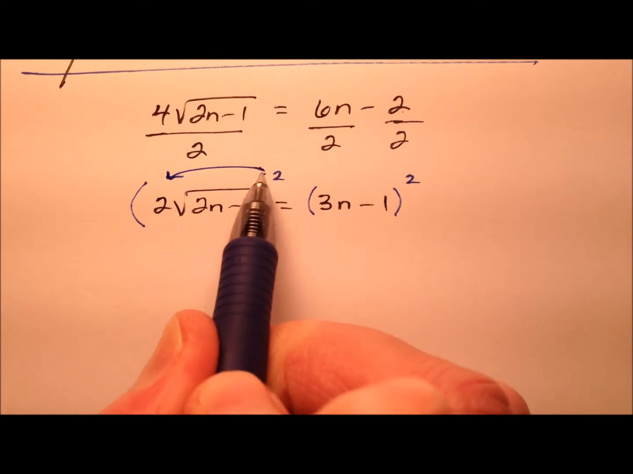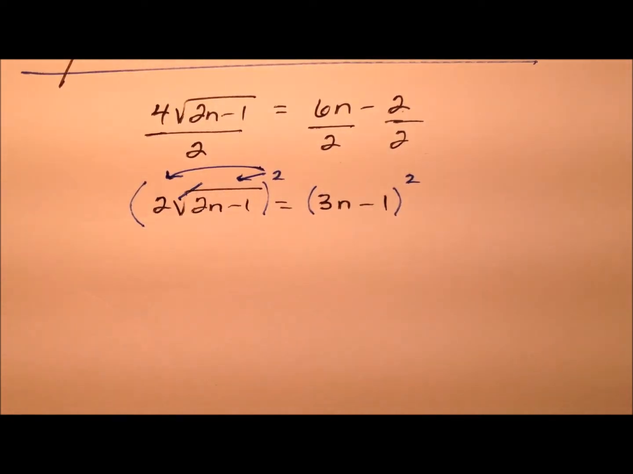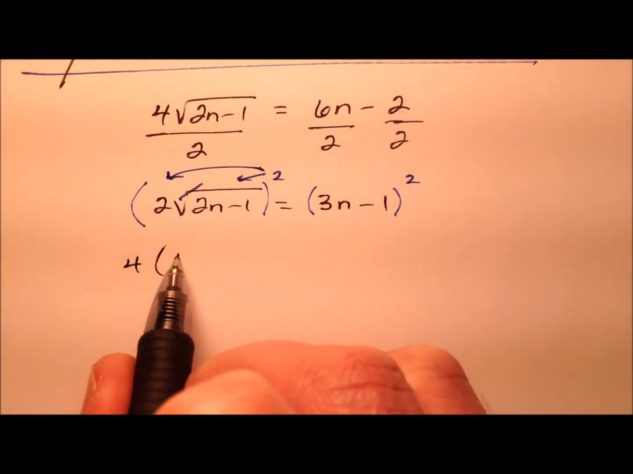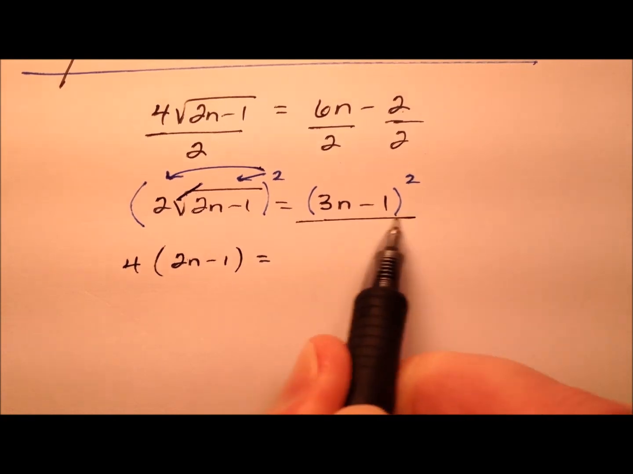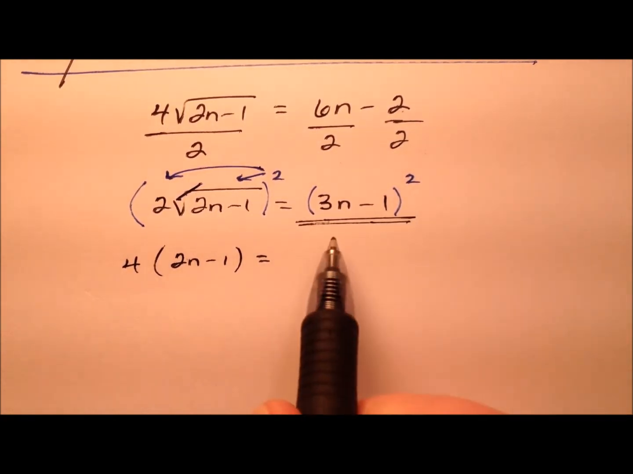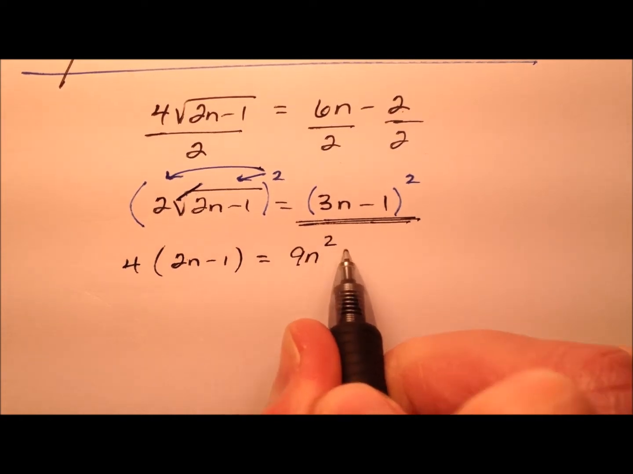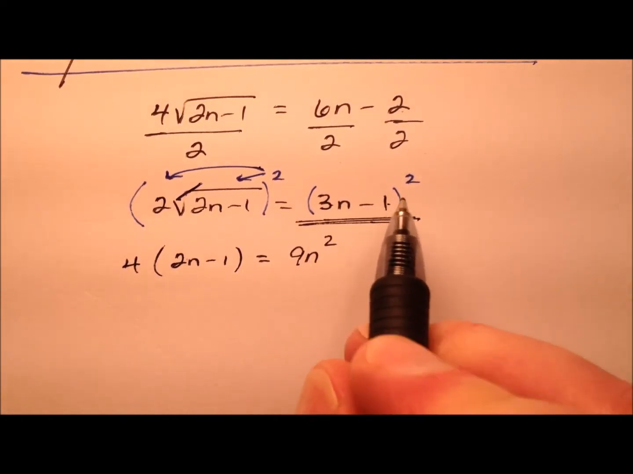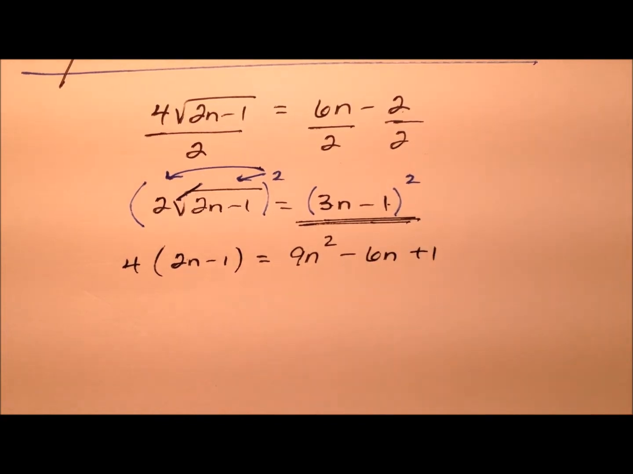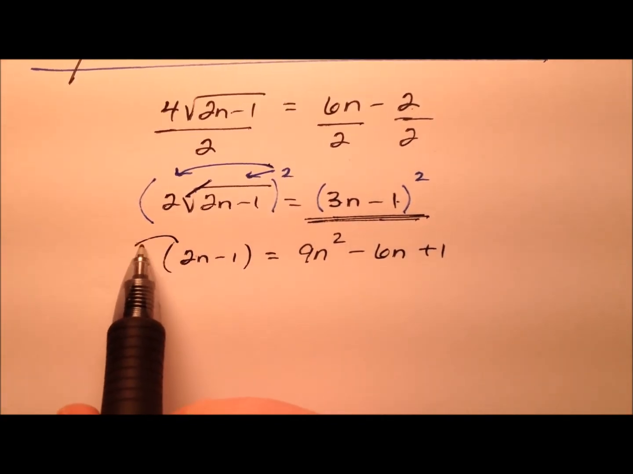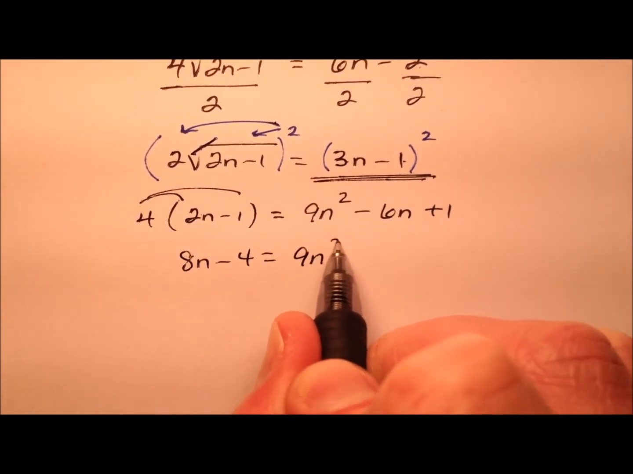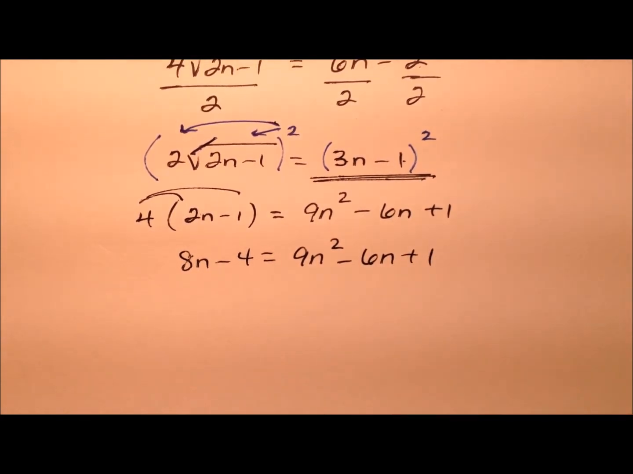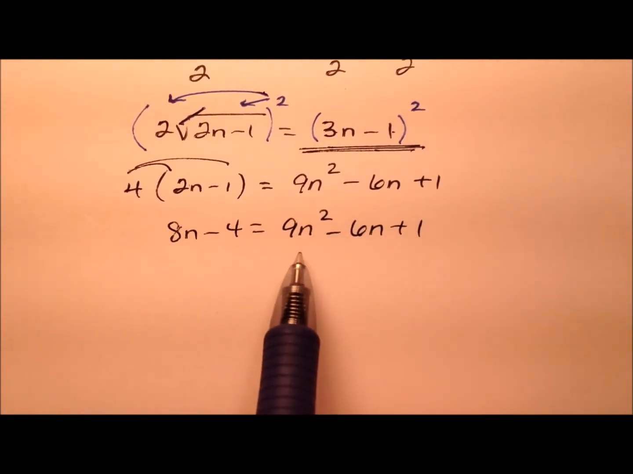We'll square the 2 out front, and we'll also square this square root. So 2 squared is 4, and we'll multiply that by the 2n minus 1, which is now no longer in the radical. Then we're going to square this right side. It looks like we have this binomial that we're going to square. So 9n squared, and then we'll multiply the two terms and double it, so minus 6n, and the square of the last one is plus 1. So let's distribute. 8n minus 4 equals 9n squared minus 6n plus 1. That right side just comes on down, and our n squared is positive on the right side.